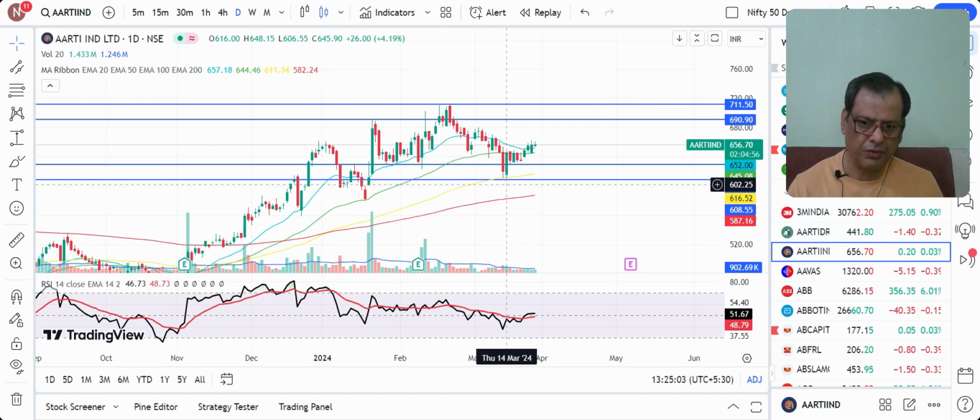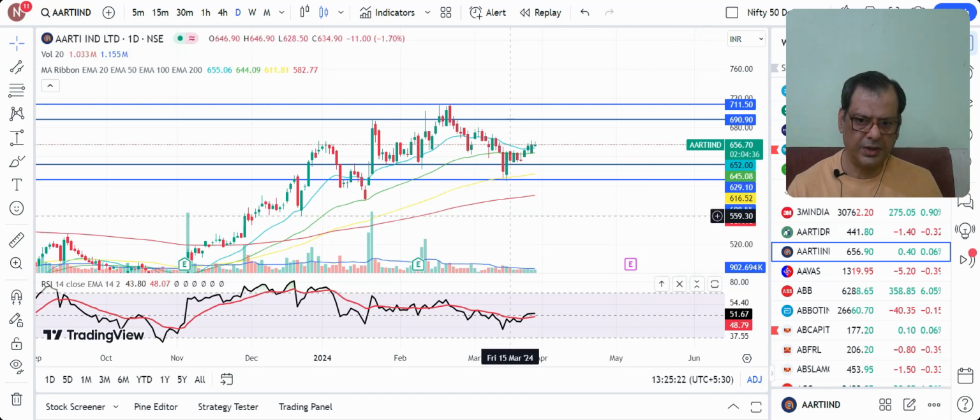On 15th March, before the market opening, you could have kept the order here to go high above the high of this candle. You would enter somewhere at, what is the high here? 648.15. You could have gone at 648.20 and you would have got filled, and your stop loss would be below 629.10.